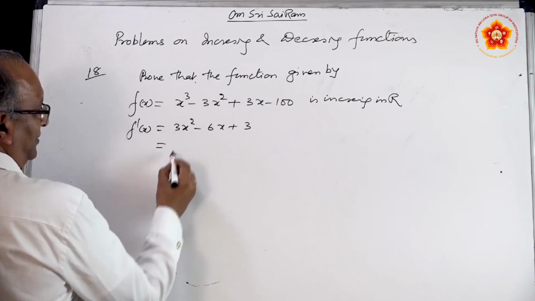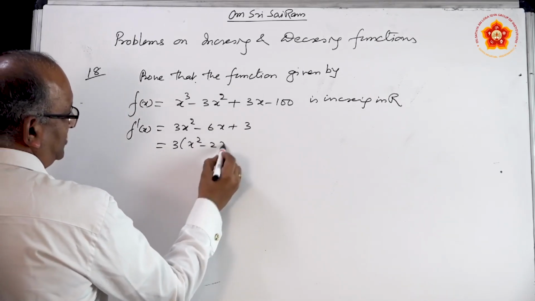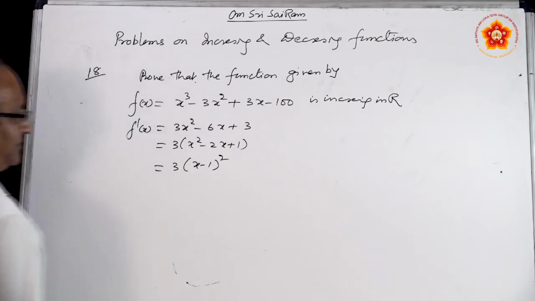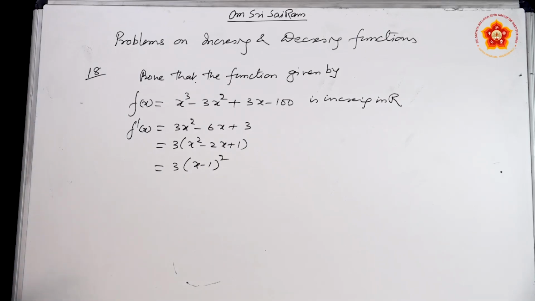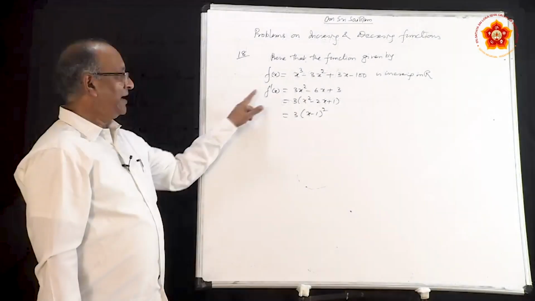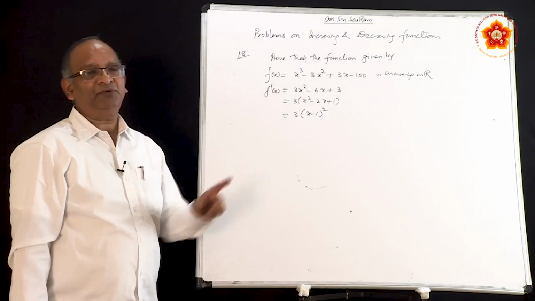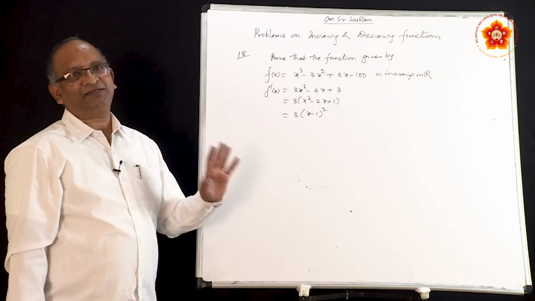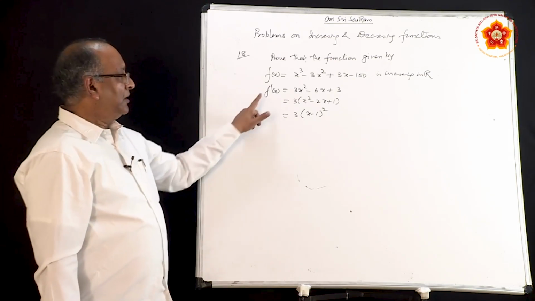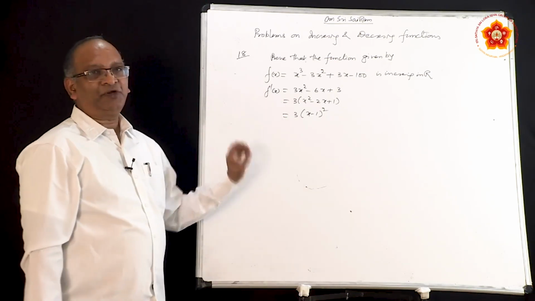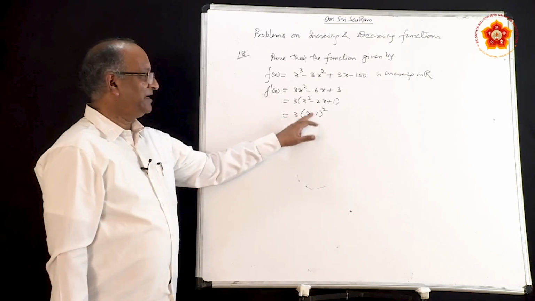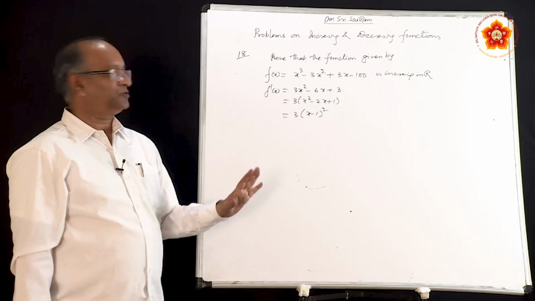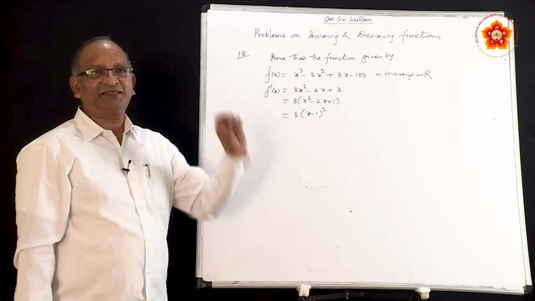Take 3 common, you will get x square minus 2x plus 1. In other terms, it is 3 into x minus 1 whole square. Such a simple function. f dash x, if it is positive, it is increasing. If it is negative, it is decreasing. If it is 0, we say it is constant function. So, f dash x, look at this 3, we know that 3 is a positive number. x minus 1 whole square, square of any number is positive. Positive into positive is positive. So, as a result we can conclude that f dash x is always positive.